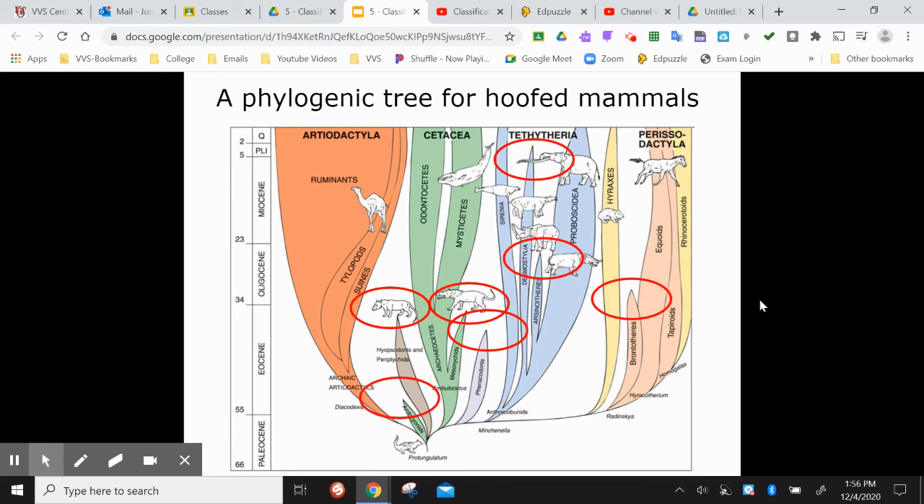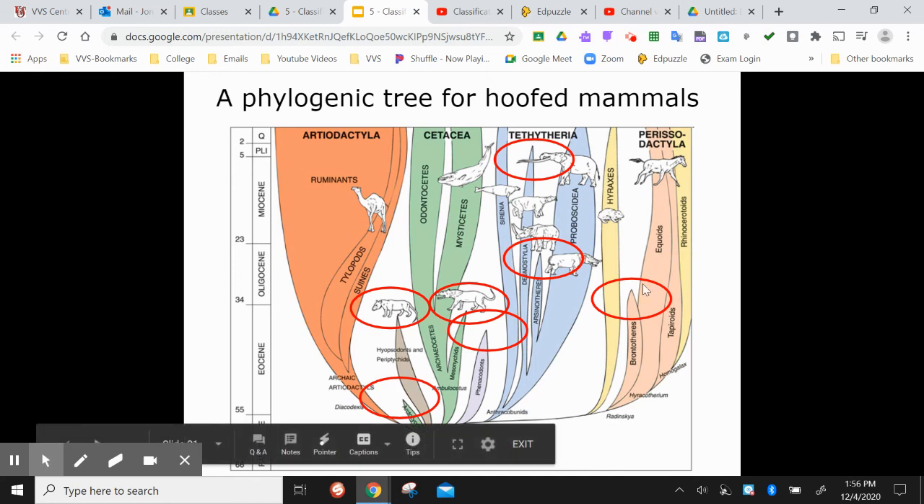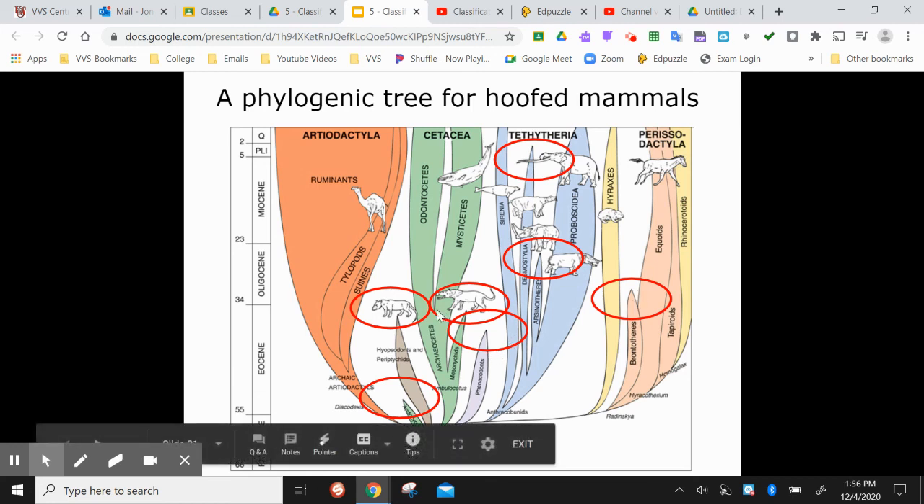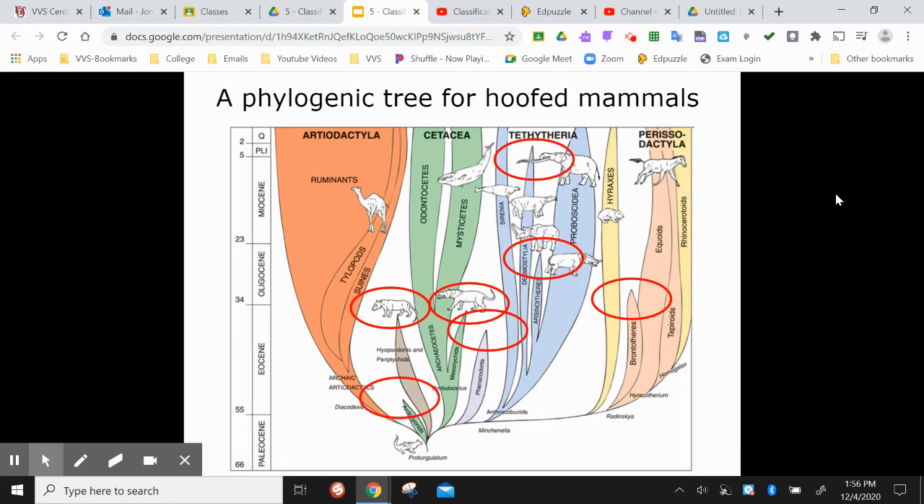Notice where I've circled here. See how this little branch stops right there? This branch stops right there. This branch stops. This one stops. If the branch stops and doesn't make it all the way to the top like these did, that particular species of organism went extinct. It's no longer in existence. And that's the end of classification.